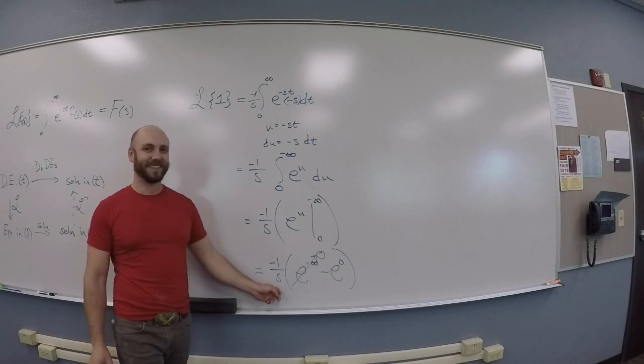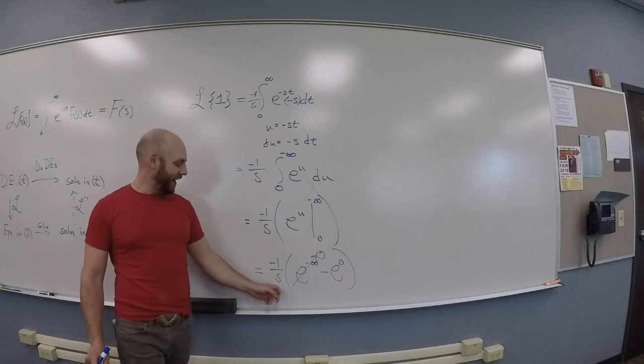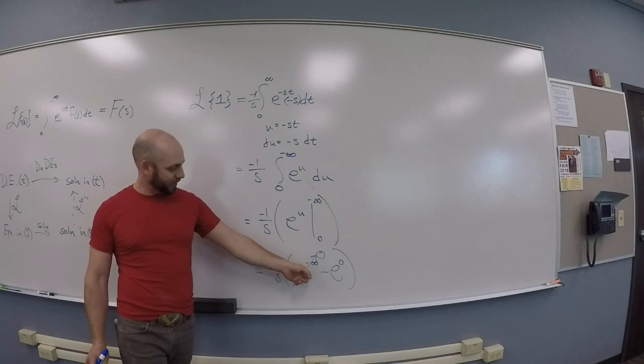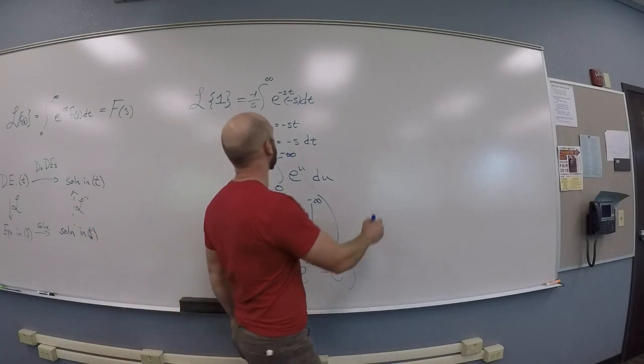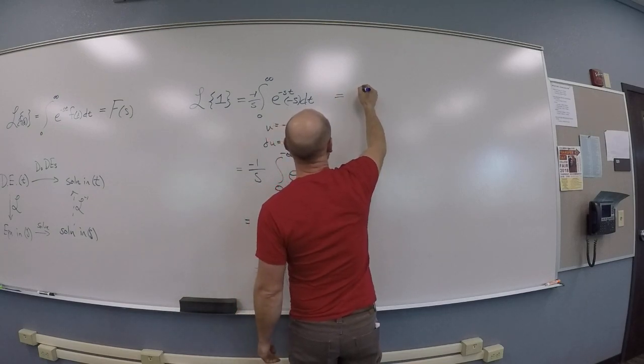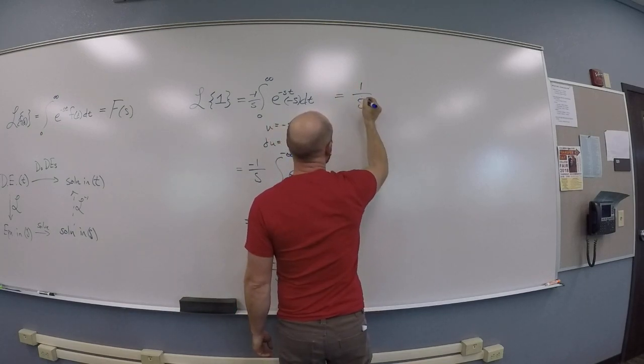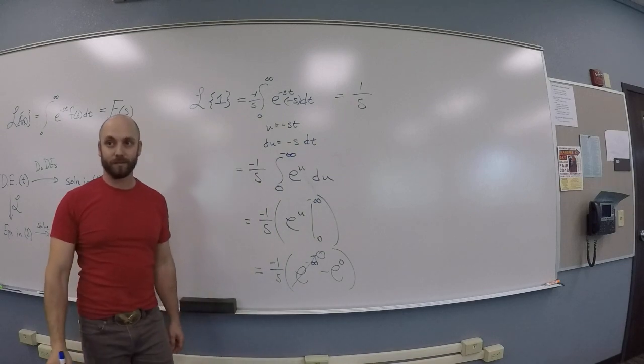So I think what I have here is minus 1 over s times minus 1, which gives me 1 over s. So this is 1 over s. You guys good with that?